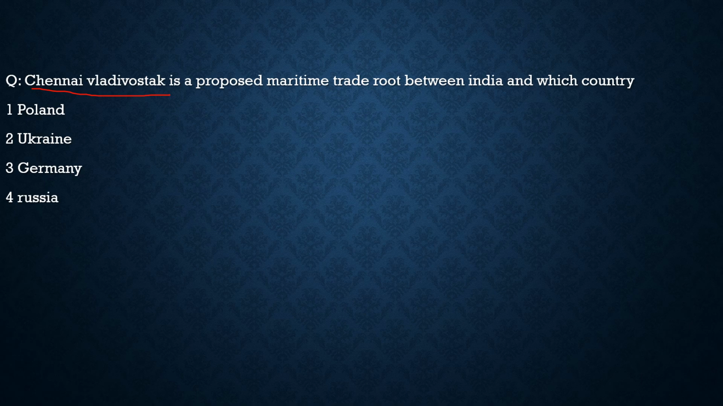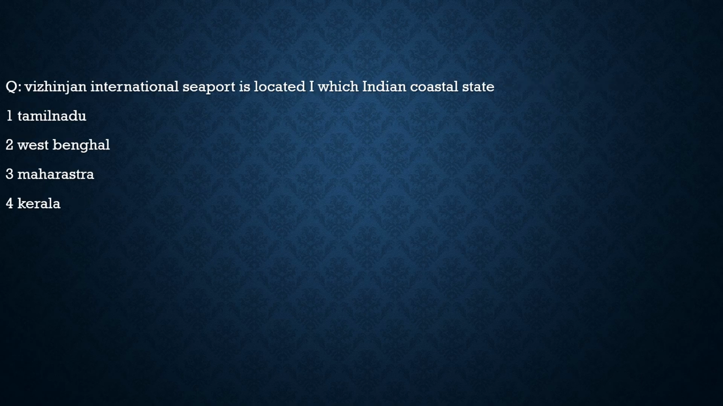It says Chennai-Vladivostok is a proposed maritime trade route between India and which country? 100% Russia is the correct answer, as we had already discussed. In fact, when I tried to solve this question, I named it as a Russia-India project. So this is 100% correct, that it is the proposed maritime trade route between Russia and India. So with this, let's move to another question.